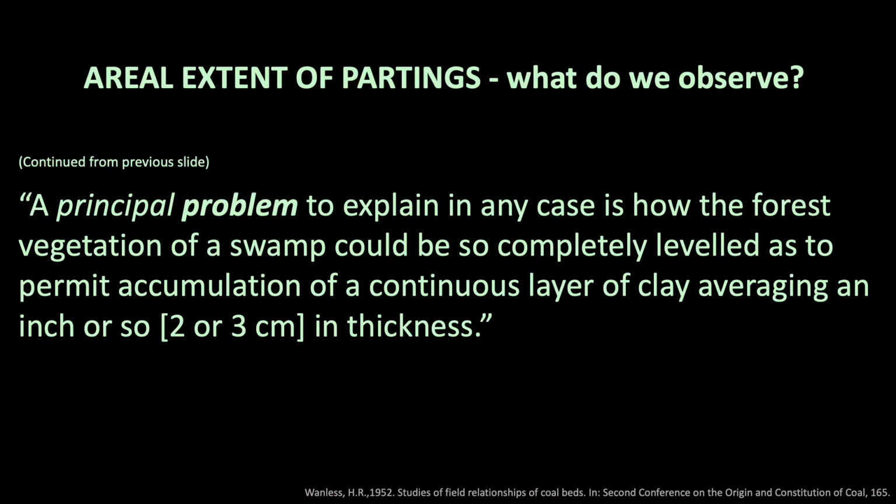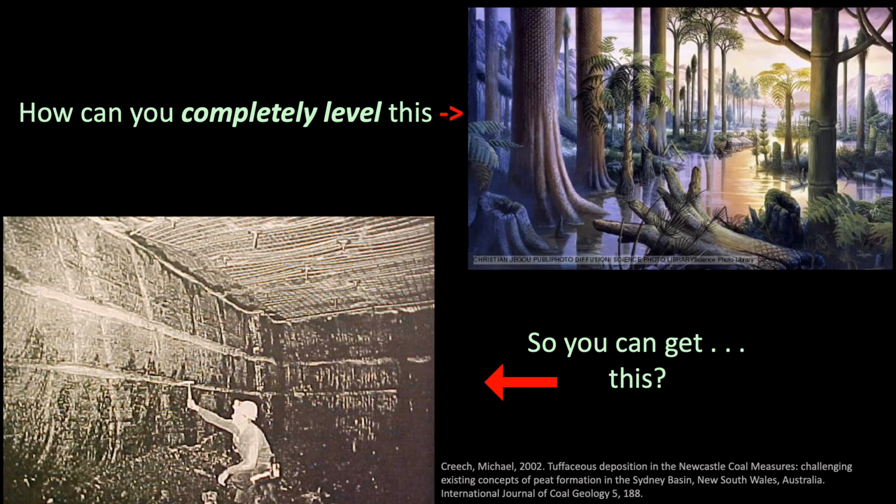H.R. Wanless, said a principal problem to explain in any case is how the forest vegetation of a swamp could be so completely leveled as to permit accumulation of a continuous layer of clay averaging an inch or so in thickness. This is in Australia. Here we see a parting of volcanic ash, and it's very flat, level. So how can you completely level this swamp so that you can get these partings?